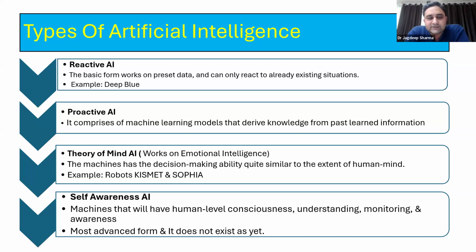And the most advanced form is self-awareness AI, which as of now doesn't exist. These machines will have human-level consciousness, understanding, monitoring, and awareness, and they will keep adapting themselves according to the changes in the perception of the various data.